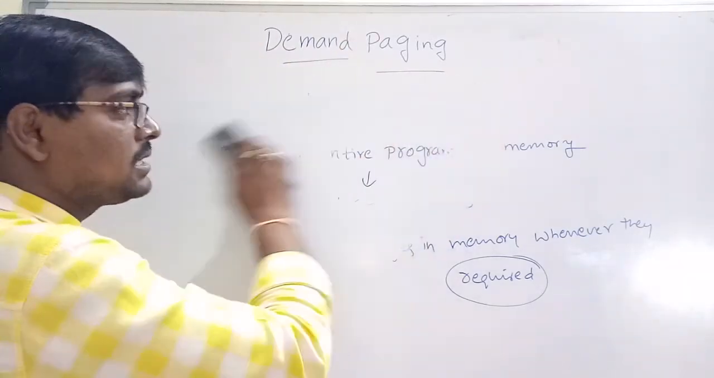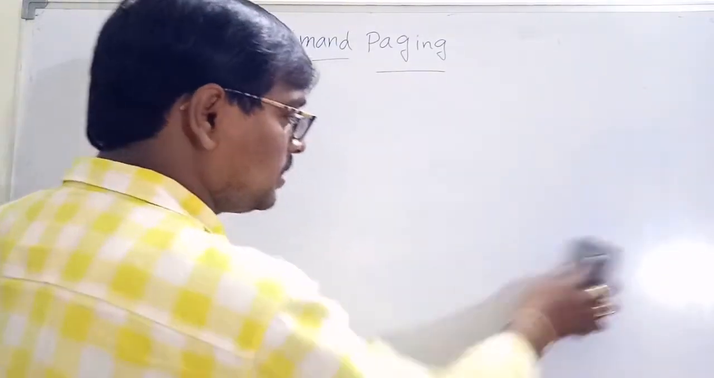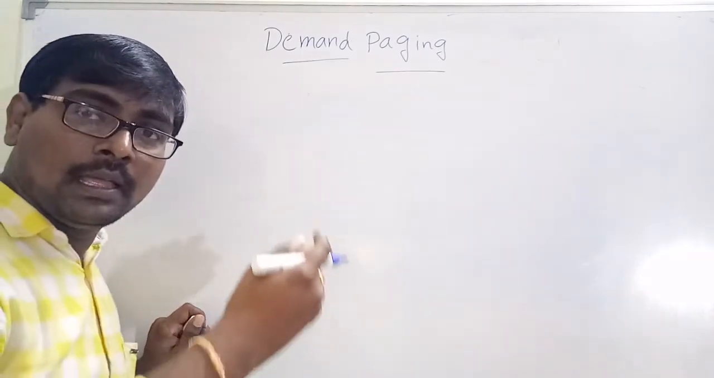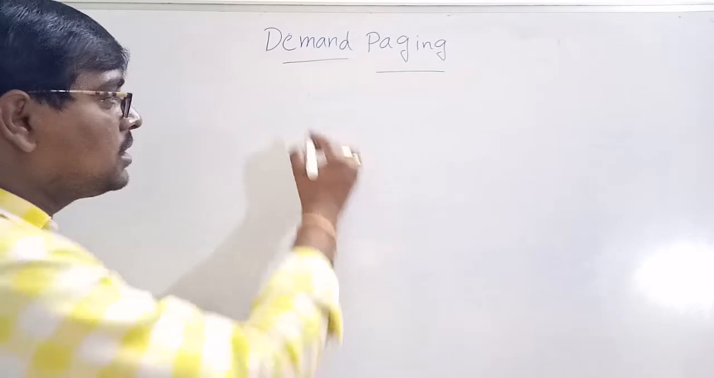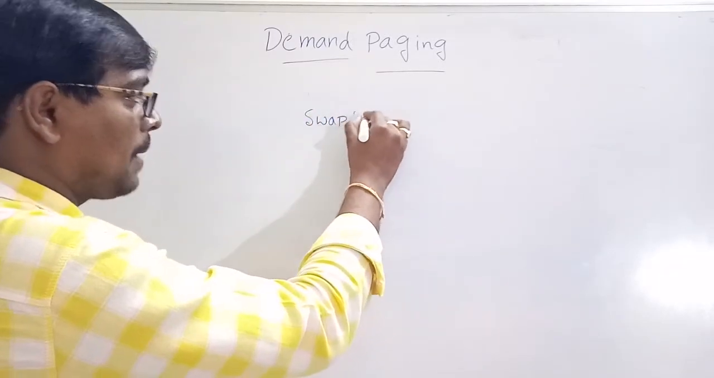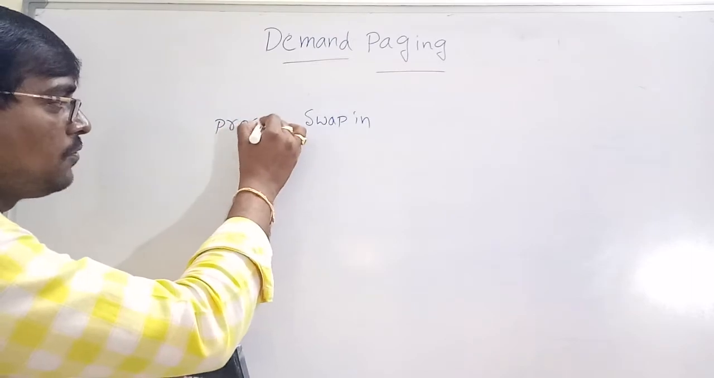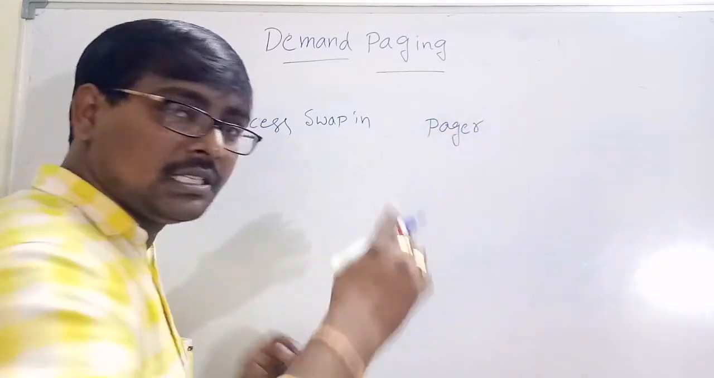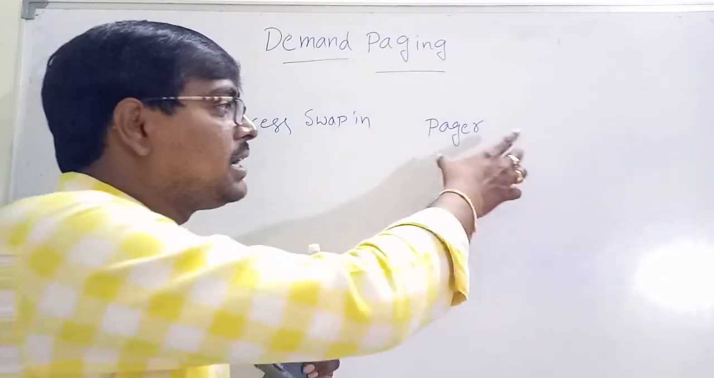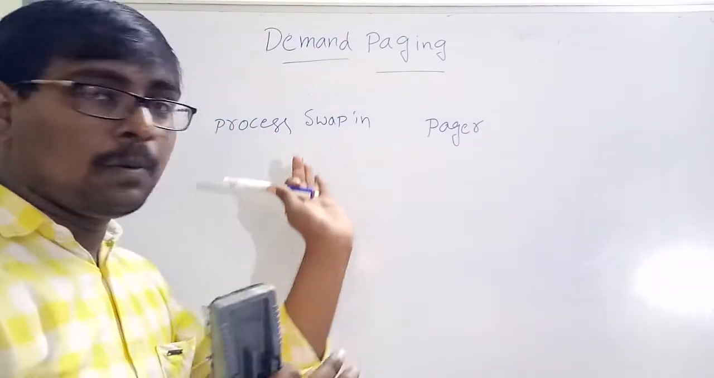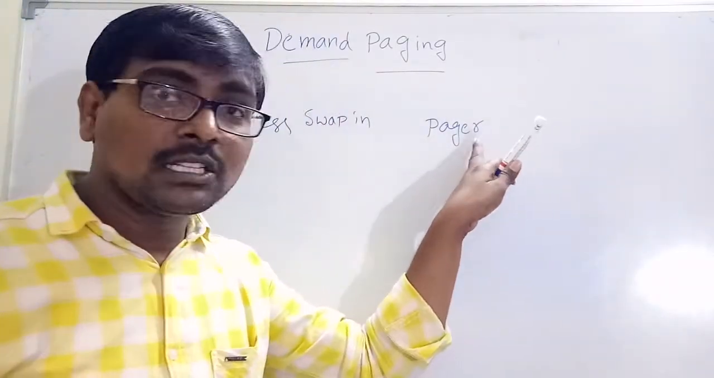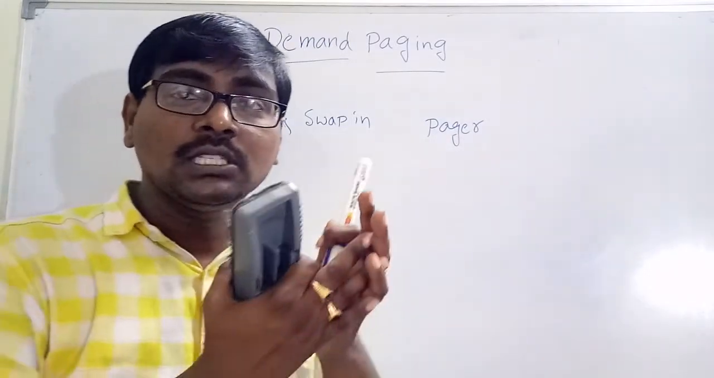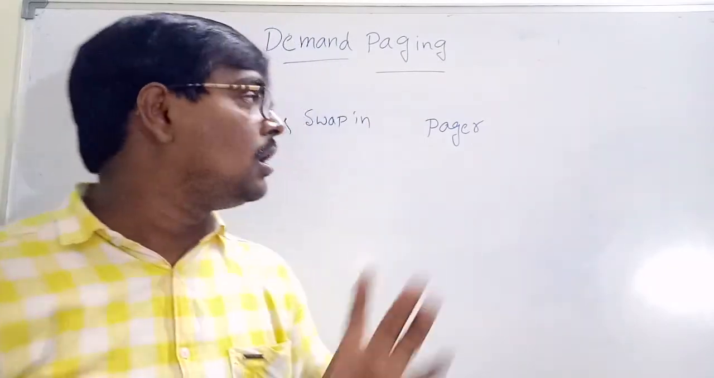Now, we will discuss the basic concepts regarding demand paging. So, what are the basic concepts? Whenever a process is swapped in, the pager has to guess which pages will be used before the process is swapped out. You know the concept of swapping. What is swapping?